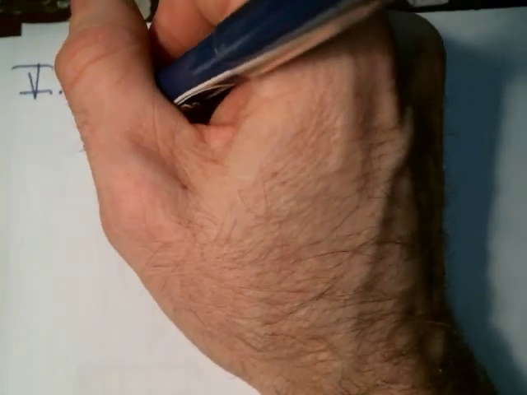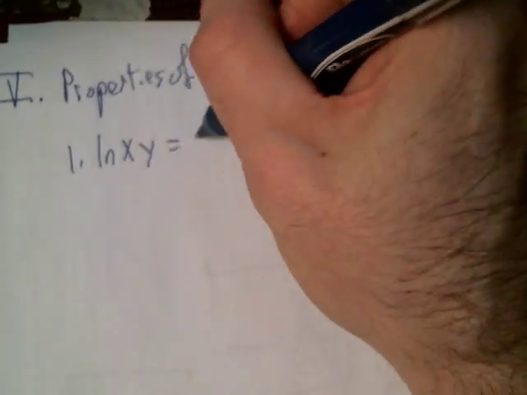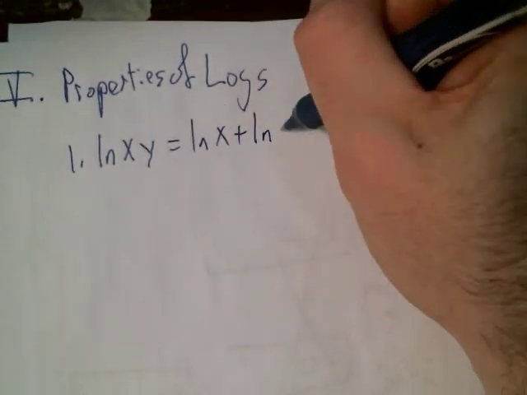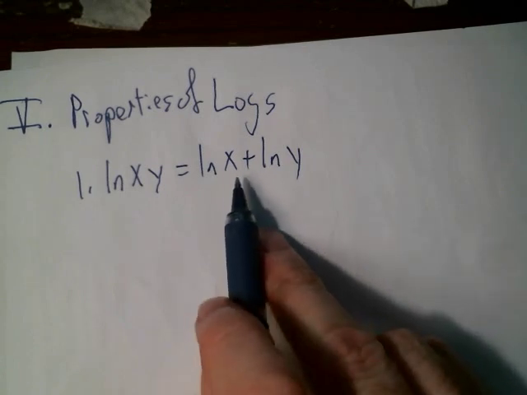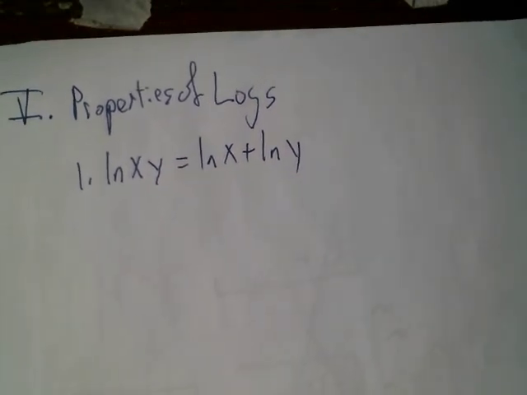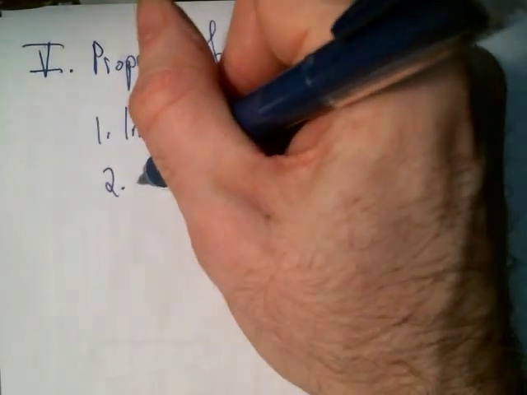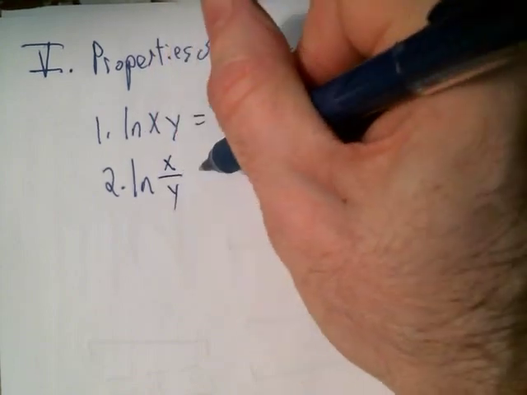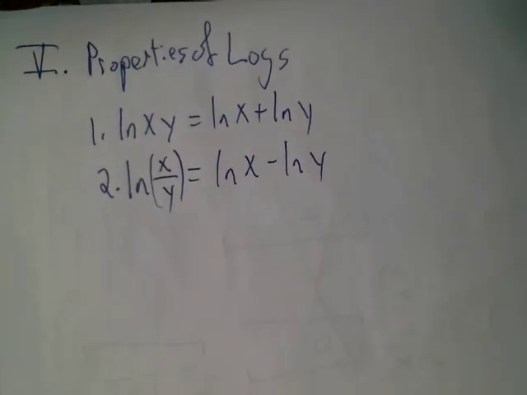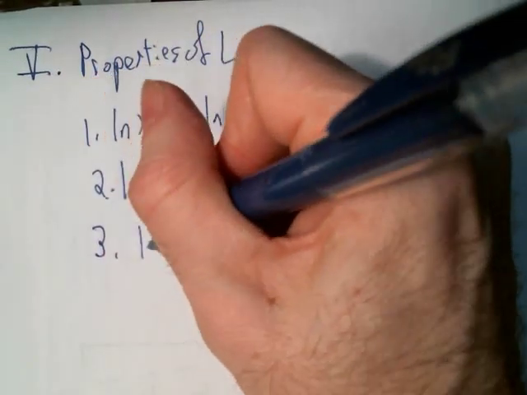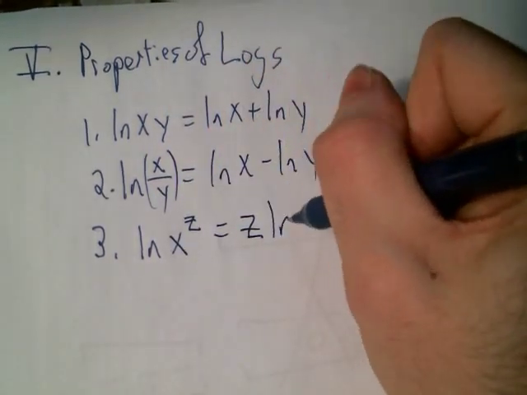So the product rule first: the ln of x times y is equal to the ln of x plus the ln of y. There are restrictions on these, especially you can't put anything that's less than or equal to 0 in a natural log. That's a big no-no. Anyways, the quotient rule: ln of x over y is equal to ln of x minus ln y. Then the power rule: ln of x to the z is equal to z ln x.